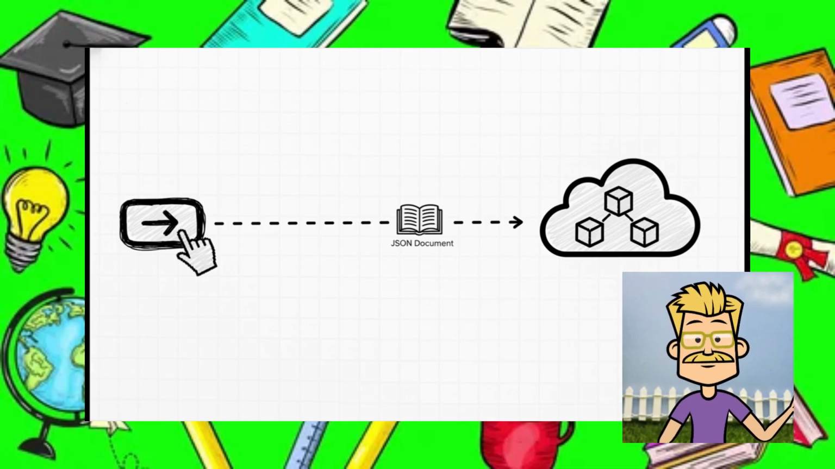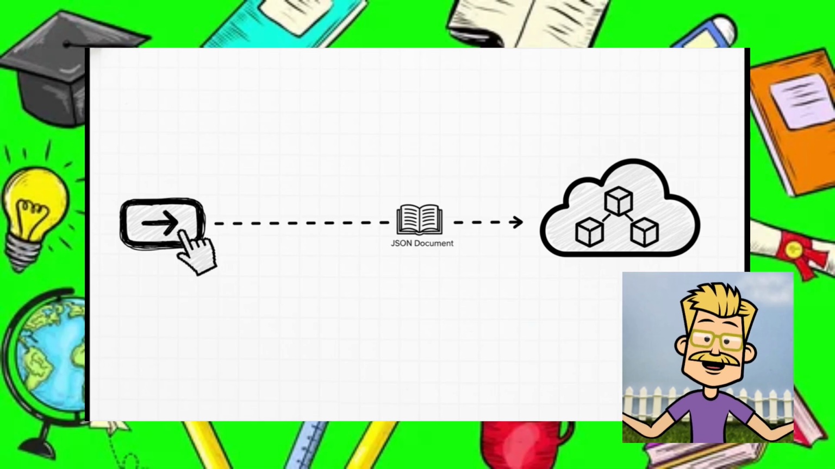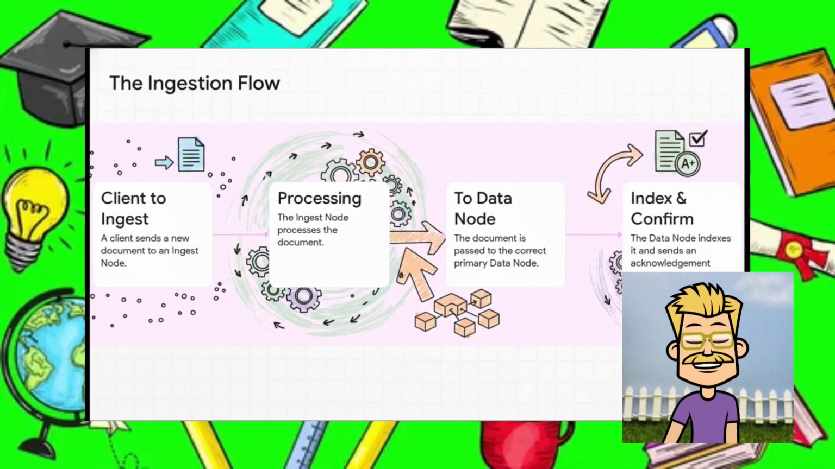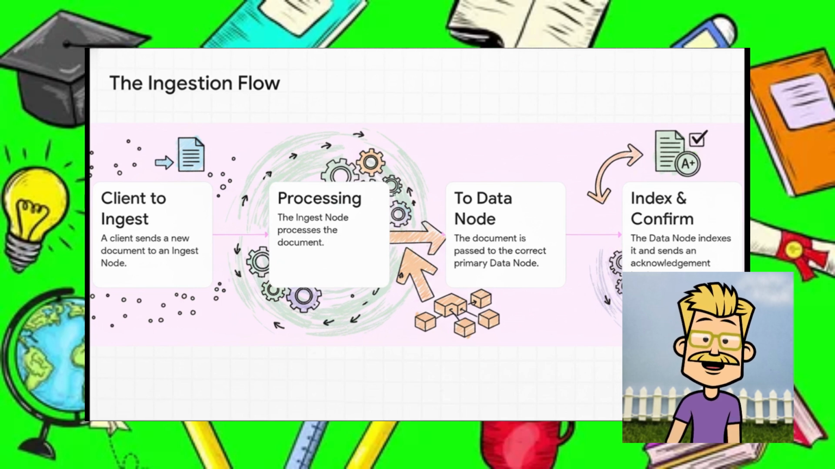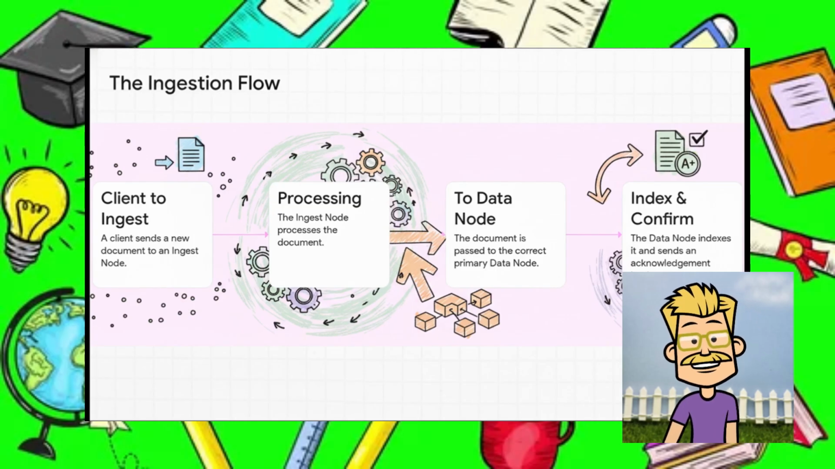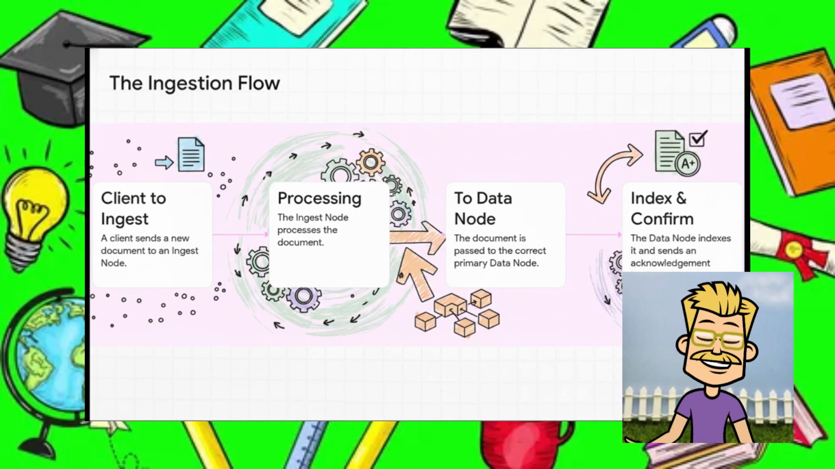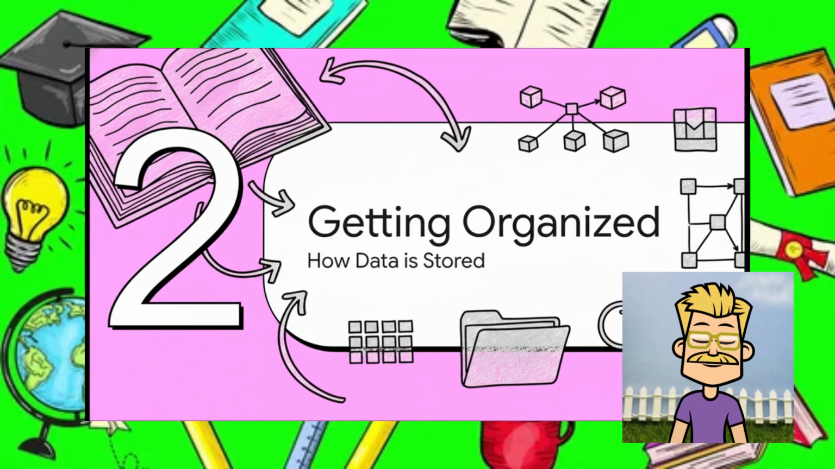But, and this is a big but, don't let that simplicity fool you. Because under the hood, there's this beautifully choreographed dance happening. First, that document hits what's called an ingest node. Think of it like a bouncer at a club who can clean up the data or add some info before letting it in. Then it gets passed to the right data node. And this is where the real work happens. The node indexes the document, which is what makes it searchable, and then it sends a little confirmation back saying, yep, got it. It's like a super efficient assembly line for your data. Okay, so the book is officially in the system.